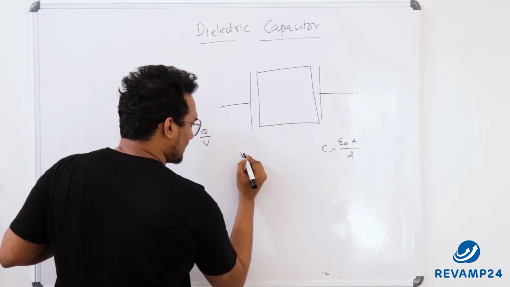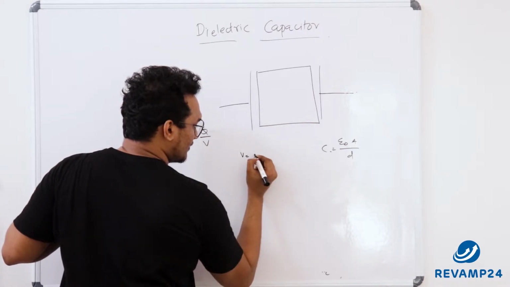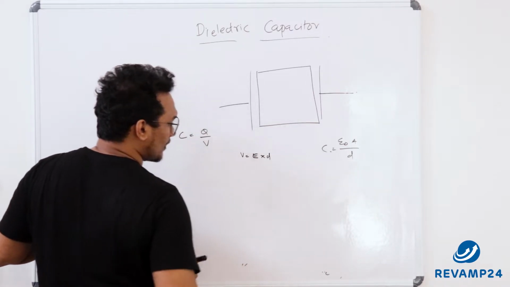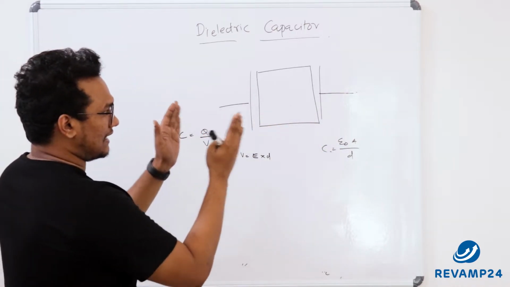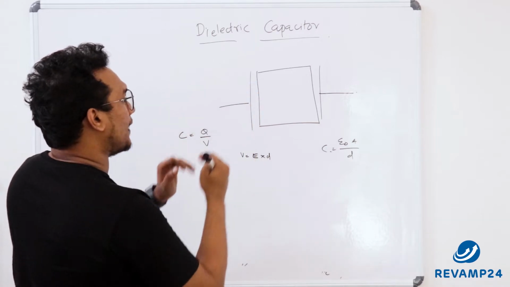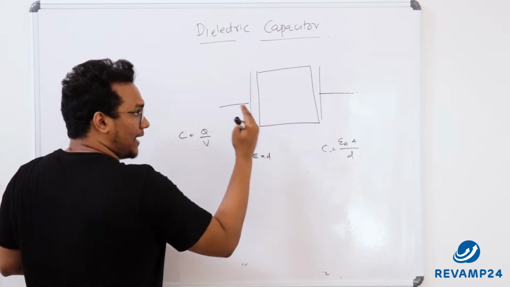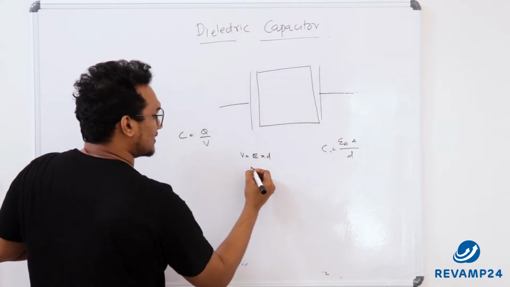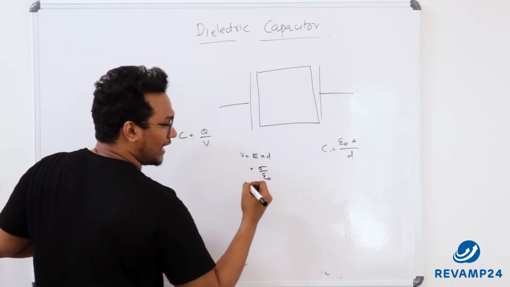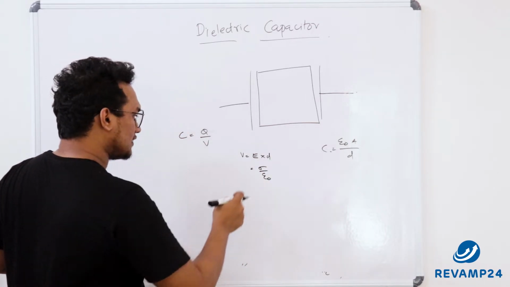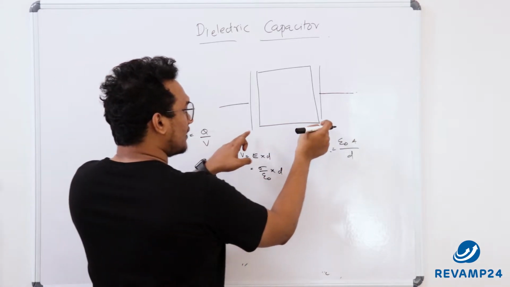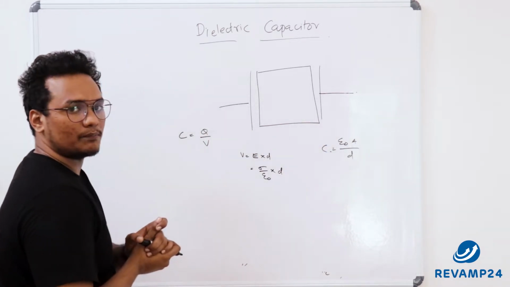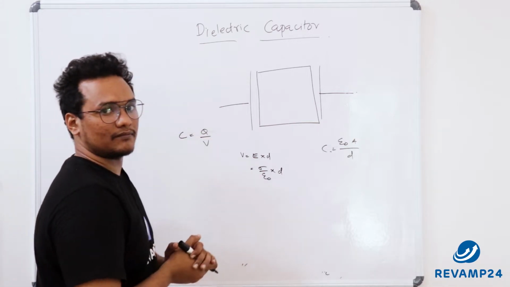How can we do that? We know potential is equal to E into D. Now the electric field inside two parallel plates with opposite charges is sigma by epsilon 0. I have explained this to you in the first chapter. So sigma by epsilon 0 into D will be the potential in between these two plates. Now I have to decrease the potential.